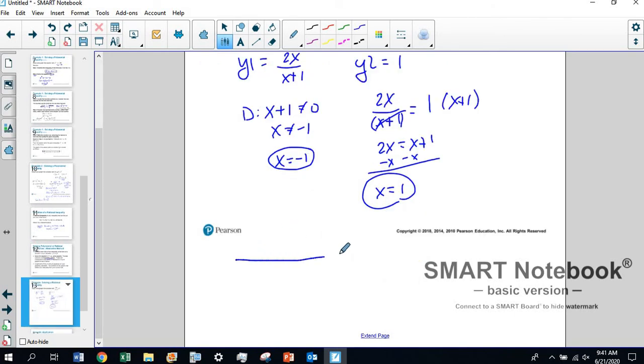I draw a number line, -1 and +1. But now what do I do? Now I go back to the calculator.